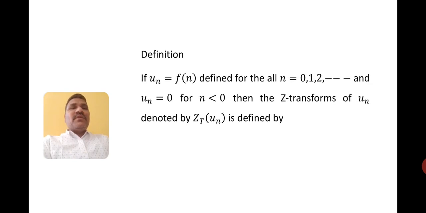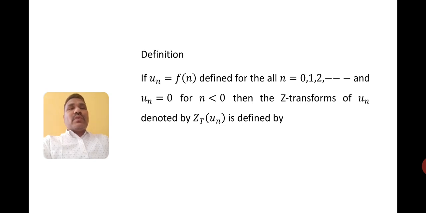The definition says if u_n is equal to f_n, as you might know from previous years, we use u_n for summations and sequences. When you did the comparison test, the alternating series test, Cauchy's test, you have done many tests to check convergence. So u_n is equal to f_n defined for all positive numbers. See what numbers are there: 0, 1, 2, and so on up to whatever number, and u_n will become 0 when n is less than 0.